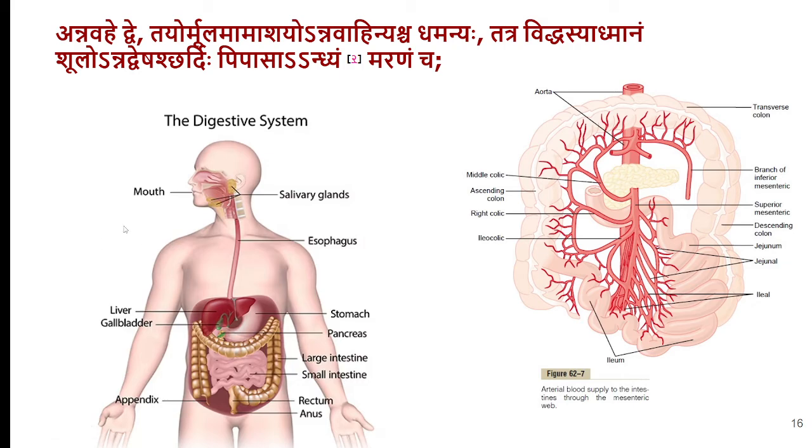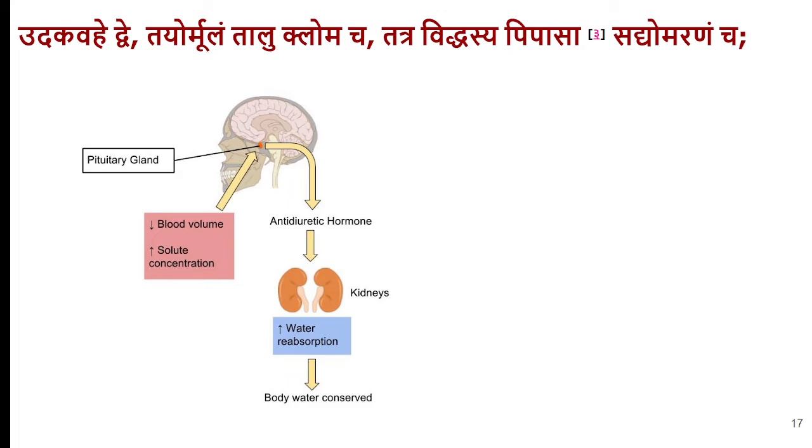And tatra vidhasya, if they are damaged, or their functions are affected. Vidha doesn't mean only trauma. Though the word meaning is trauma, we will not consider it only trauma. If there is an impairment of the functions, it can produce pain, anorexia, vomiting, thirst, or even death can occur. Udakavahe dve, tayoh mulam talu kloma cha, tatra vidhasya pipasa sadyo maranam va.